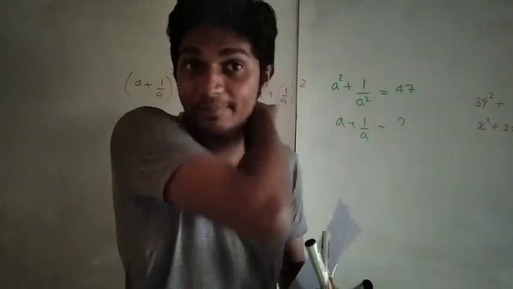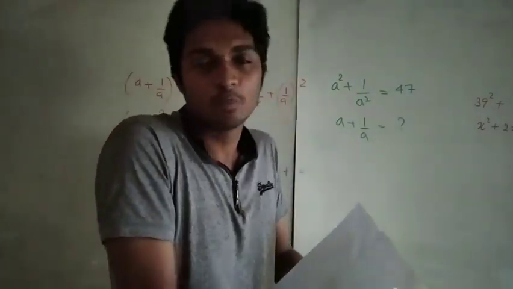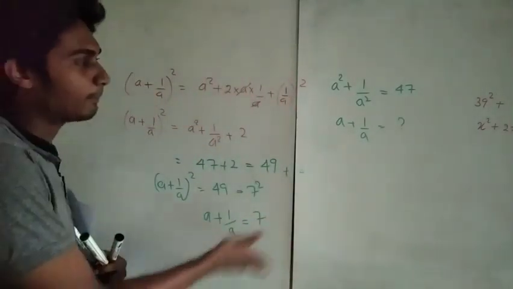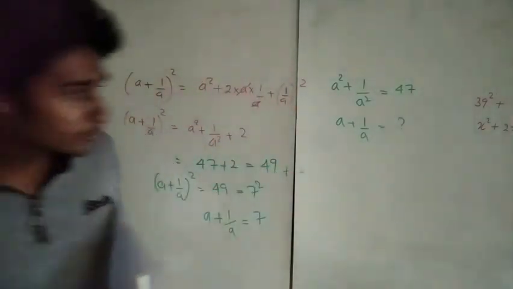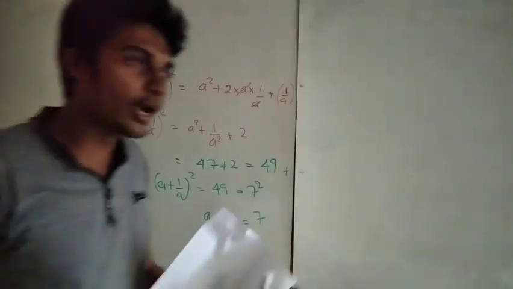Yeah, that is valid here, but for UR level, you are not supposed to think about negative numbers too much, right? You don't have to bother about it too much. So a plus 1 over a is simply 7. Cool. So the next problem is you have to find 28 squared.